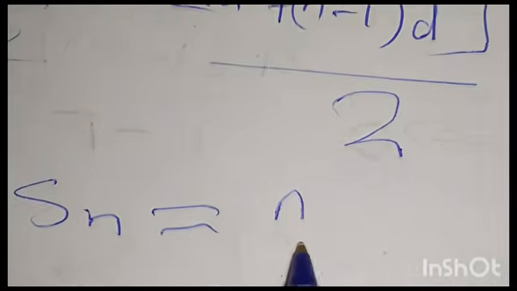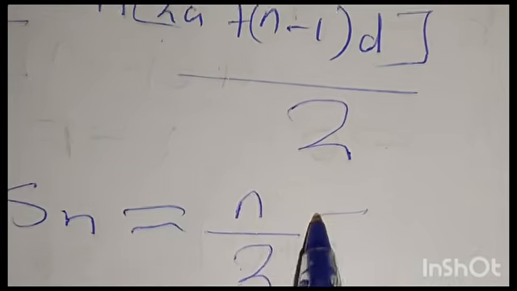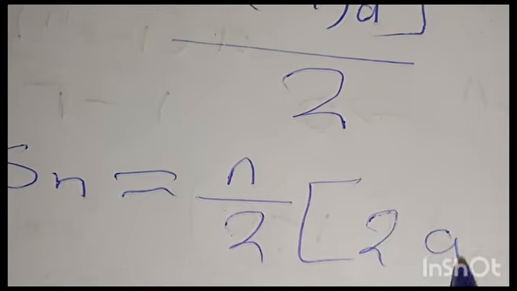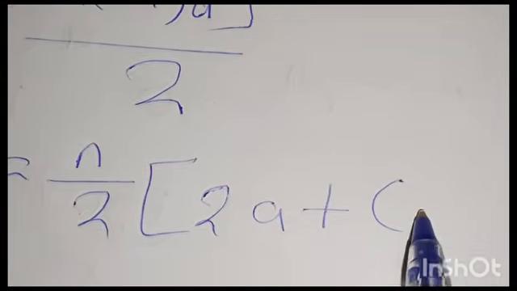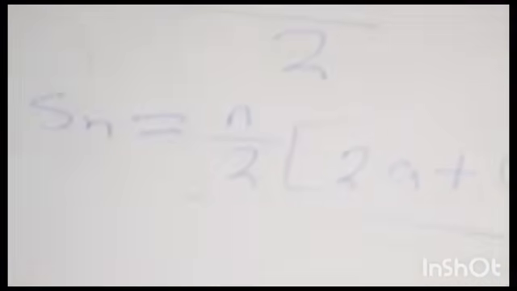So you can divide throughout by 2. So Sn will be equal to n divided by 2, then you are going to have 2a plus n minus 1 d. So this is the formula that we use if the nth term is not known. If the last term is not known, we use this formula.